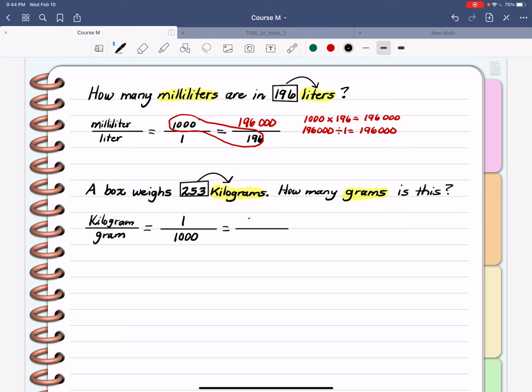253 goes in the kilograms row. Okay. And then we're going to do our peanut. Now the peanut's going the opposite way this time, and that's okay. That doesn't change anything. So you have 1,000 times 253. That's 253,000. And 253,000 divided by 1, that's not in the peanut, is 253,000.